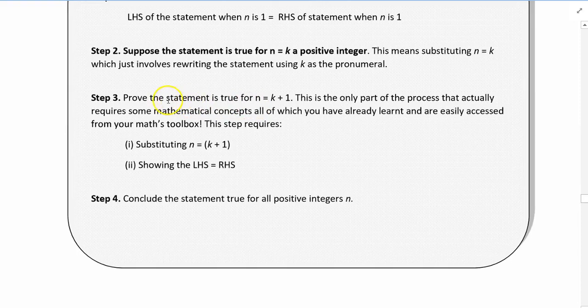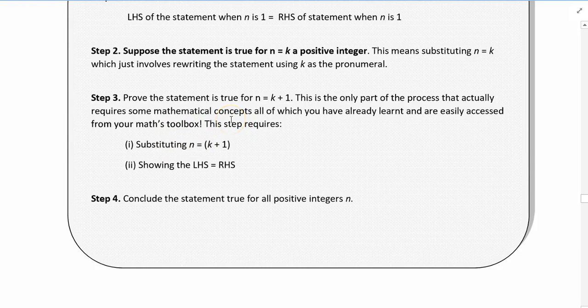Step 3. Now remember I said this whole process is based on the recursive idea. So we've supposed the statement's true for n is equal to k. We need to prove the statement is true for n equals k plus 1. And again, I should have bolded that first sentence, because that could be how you start your third paragraph. Now prove the statement is true for n equals k plus 1. This is the only part that becomes mathematically challenging. The only mathematical bit is really in here.